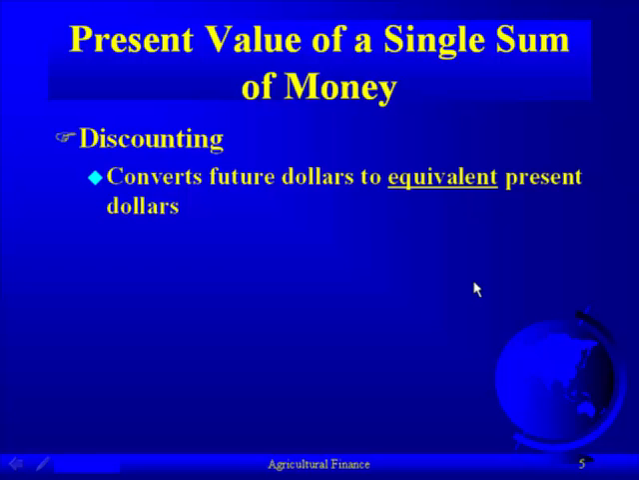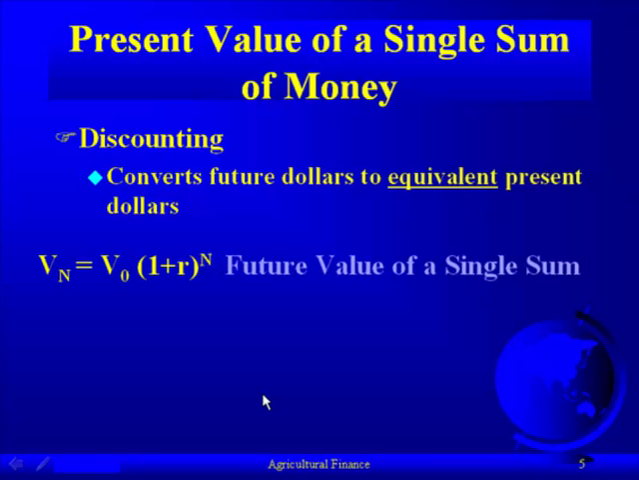When we talk about discounting, we're converting future dollars, some money that we will receive in the future, to an equivalent amount today. When we were compounding, we were taking a present sum of money and converting it to some future period. Now we're taking that future sum of money and bringing it back to the present.